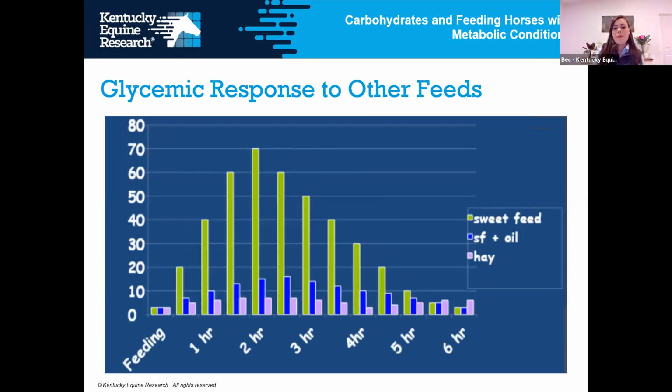This is an example of one with a sweet feed, then a sweet feed and an oil, so a fat source, and then just a hay. So you can see that the sweet feed, or the grain-based feed with some of those cereal grains and these non-structural carbohydrates, really does have a big impact on glycemic response, which is why we tend to recommend steering clear as much as possible of some of the grains for horses with metabolic conditions.